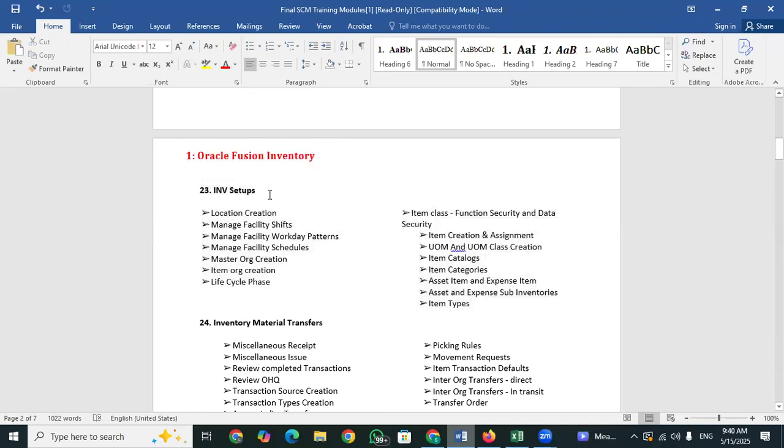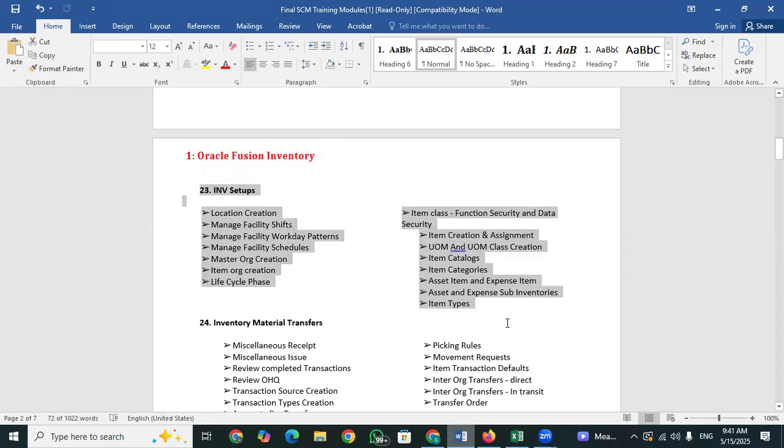Before setting up the inventory, what setups do we require? Obviously, we need locations. We need facility schedules. Facility schedules means the workers' timings, shift timings, morning 9 to evening 5, one shift, or evening 5 to 11, one shift, right? So where can we set that up for the inventory employees? There are facility shifts where we can do that setup. This is all about inventory-related configurations.